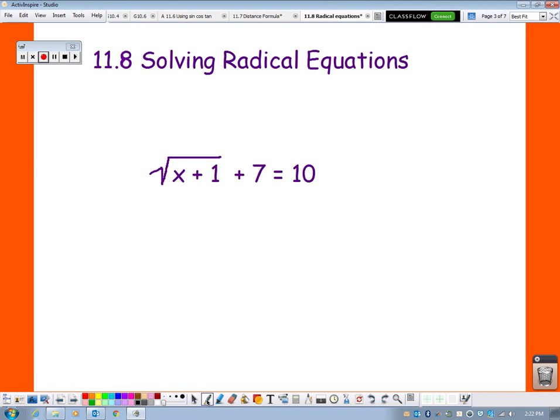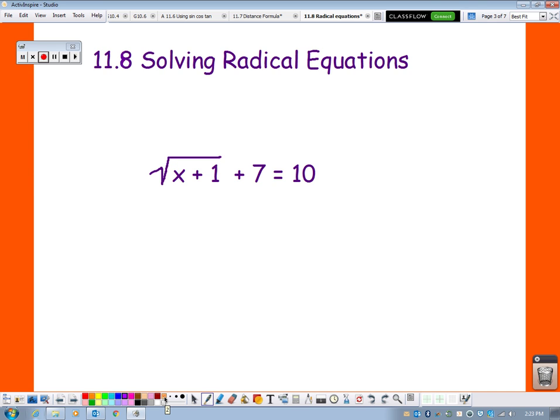Right, here we go. Third time's a charm, I hope, with 11.8, solving radical equations. My recorder's not working, so this is my third time to talk through this lesson. Not bitter at all. Okay, so here we go.